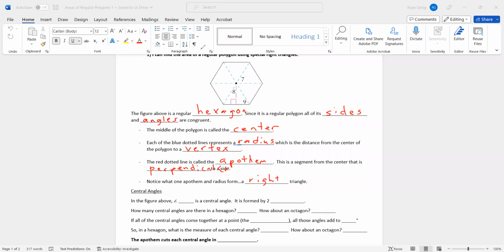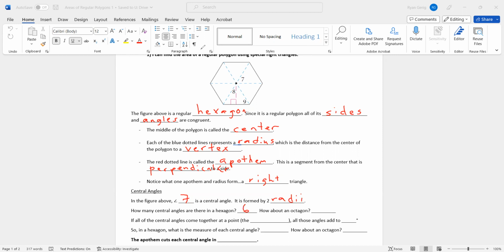In the figure above, angle 7 is a central angle. What makes it a central angle? The fact that the vertex is at the center and it is formed by two radii. A central angle is formed by two radii, not like 8. 8 is not a central angle, 7 is. Even though 8's vertex is on the center, it's not a central angle because it's formed by the apothem and the radius. How many central angles are there in a hexagon? Well, if you look at that, there are 6 of them.